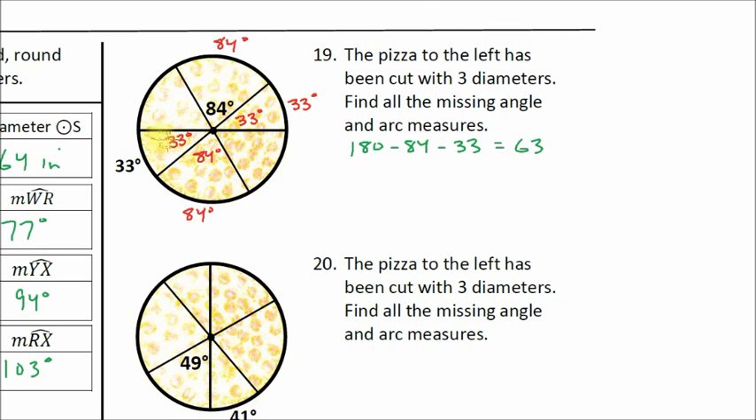And that means the measure of this angle is 63 degrees. And that means this arc is 63. This is a vertical angle. And this is the measure of the intercepted arc of a central angle. So there are all my angle measures and arc measures.